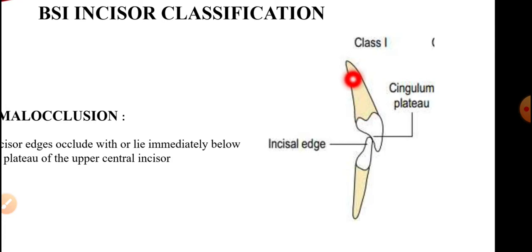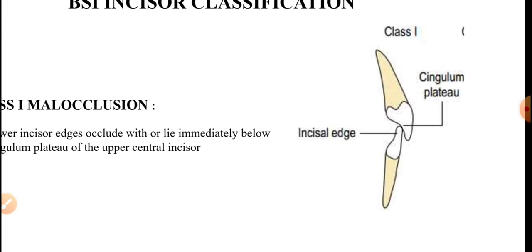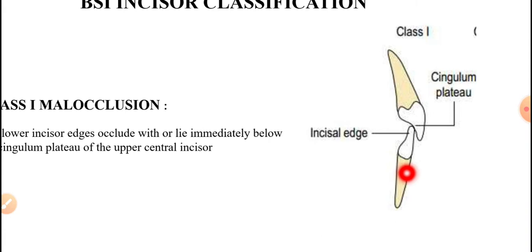that this is the upper incisor, and this is the lower incisor. This is the cingulum of the upper incisor and this is the incisal edge. In between the cingulum and the incisal edge is the cingulum plateau. It is known as the cingulum plateau.